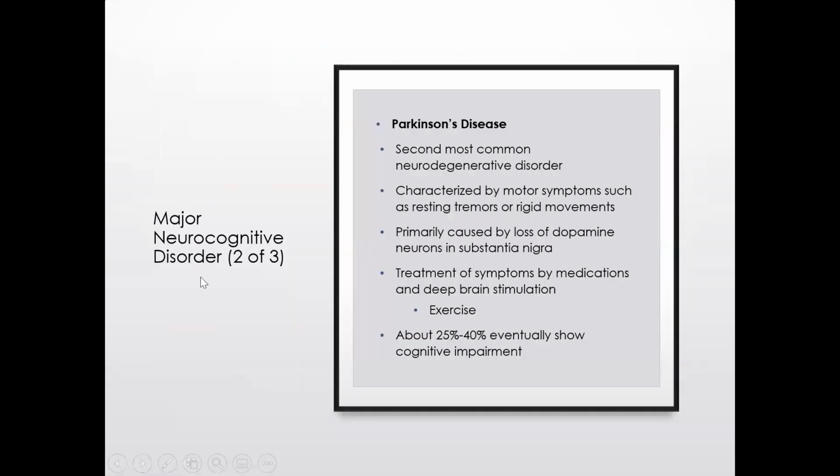Parkinson's disease is the second most common neurodegenerative disorder. It's characterized by motor symptoms such as resting tremors or rigid movements. One of the primary causes is the loss of dopamine in our brain. The treatments to try and minimize or reduce the symptoms as much as possible are going to be medications and deep brain stimulation. About 25 to 40% eventually show some cognitive impairment. And Michael J. Fox is probably going to be one of the most famous people we know that suffers from Parkinson's disease.